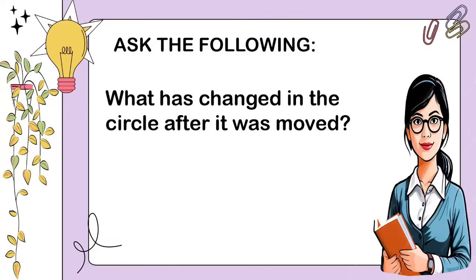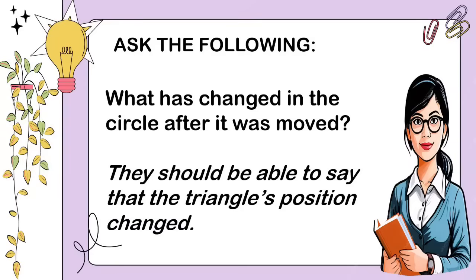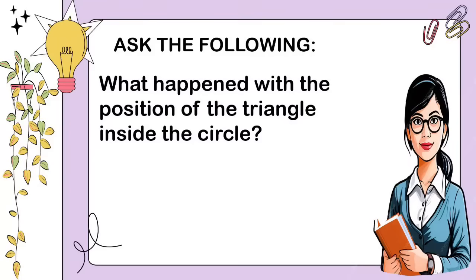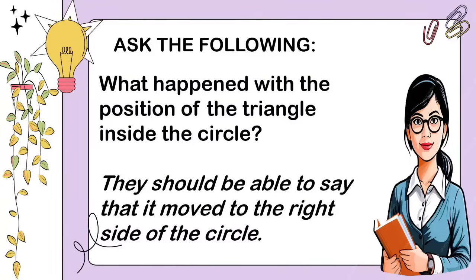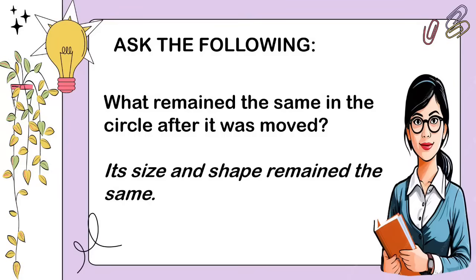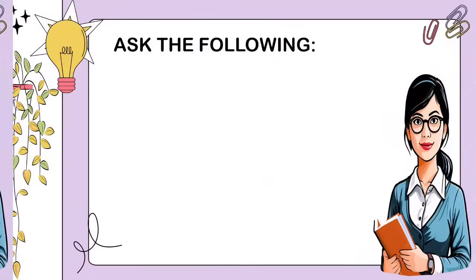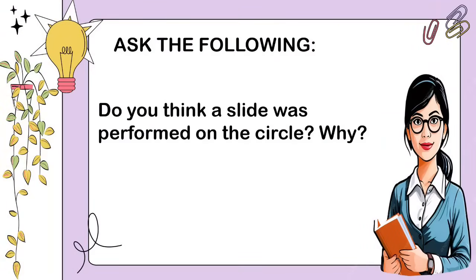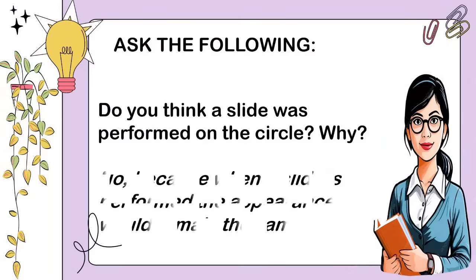What has changed in the circle after it was moved? What happened with the position of the triangle inside the circle? What remained the same in the circle after it was moved? Do you think a slide was performed on the circle? Why?